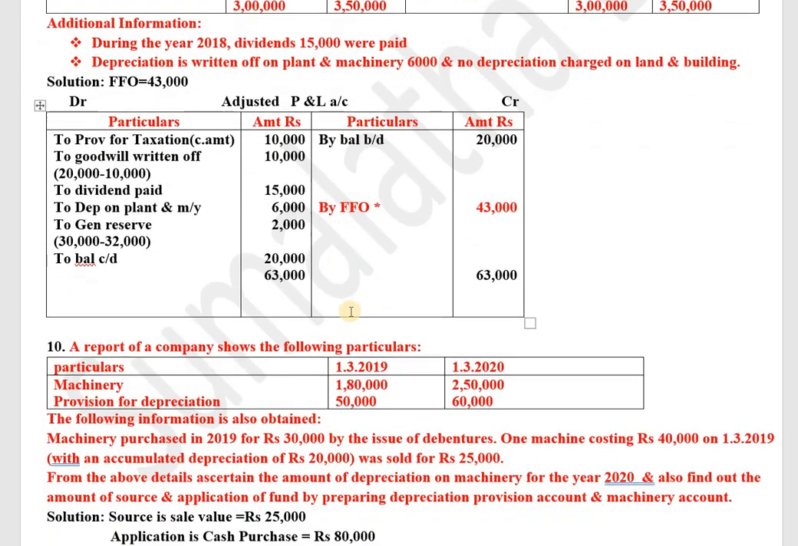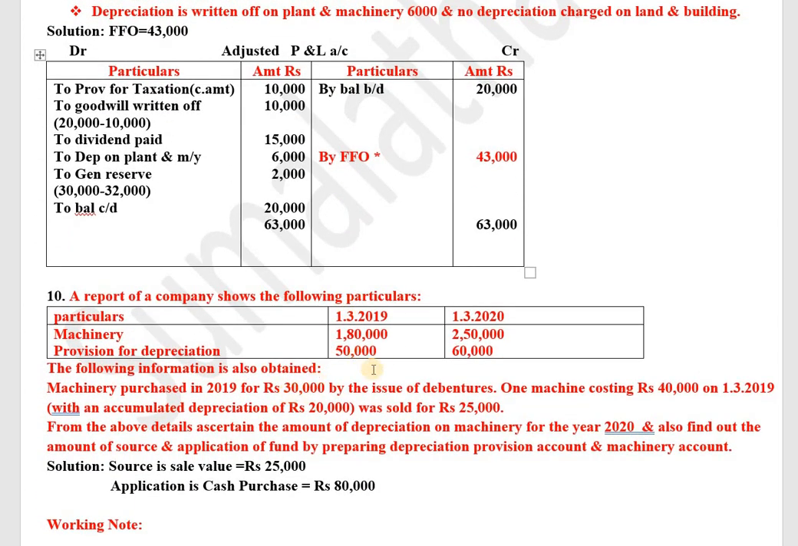You all can just go for making a note of this particular question. This is the 10th question. A report of a company shows the following particulars. That is machinery, 2 years' information has been given. Machinery value, provision for depreciation is also given. The following information is also obtained. Machinery purchased in 2019 for 30,000 by issue of debentures. One machine costing 40,000 on 1/3/2019 with an accumulated depreciation of rupees 20,000 was sold for 25,000.